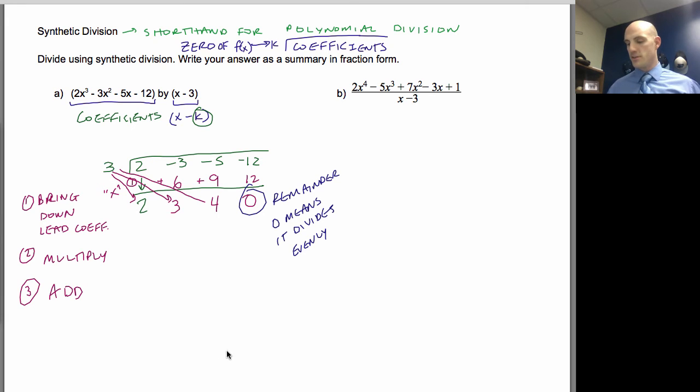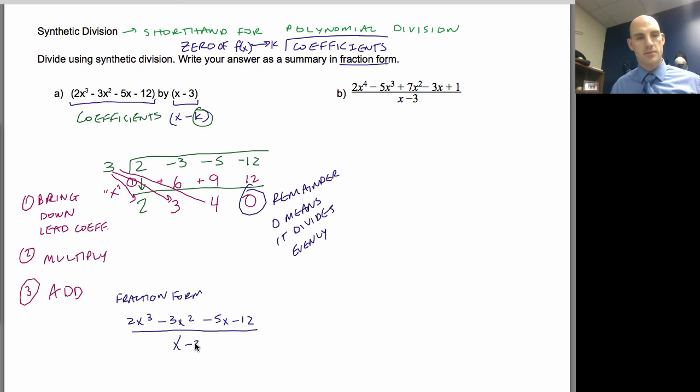Let's write our answer. I'm going to show you exactly what that looks like. It wants me to write it in fraction form. So here's fraction form, and you're going to see pretty quickly what that means. That means 2x cubed minus 3x squared minus 5x minus 12 over x minus 3 equals, well, what is my answer? My answer is 2, 3, 4. But what are my x's? Is it x squared? Is it x cubed? Think about it for a second.